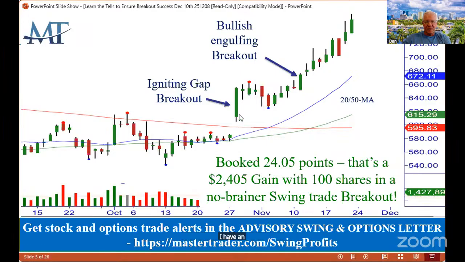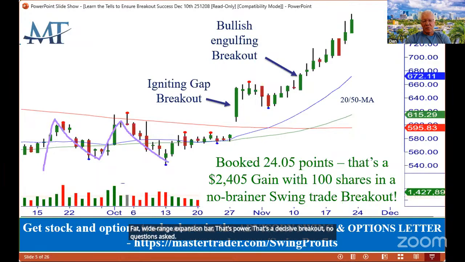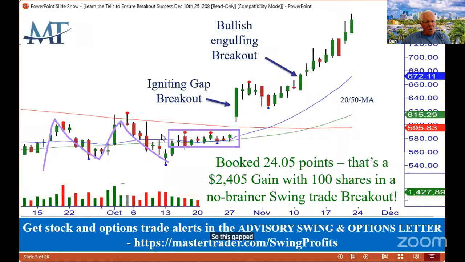I have an igniting gap breakout with an explosion. We call this a big, fat, wide range expansion bar. That's power. That's a decisive breakout. No questions asked. But we're talking about today how to trade breakouts, right? So this gapped over all this bullish consolidation. It gapped over all of this resistance. So we would have had this in our morning green room watch as an igniting gap trade. We put it in a 5-minute thumbnail, and based on this very small bottoming tail, we probably bought a 5-minute high as a swing trade igniting gap breakout.